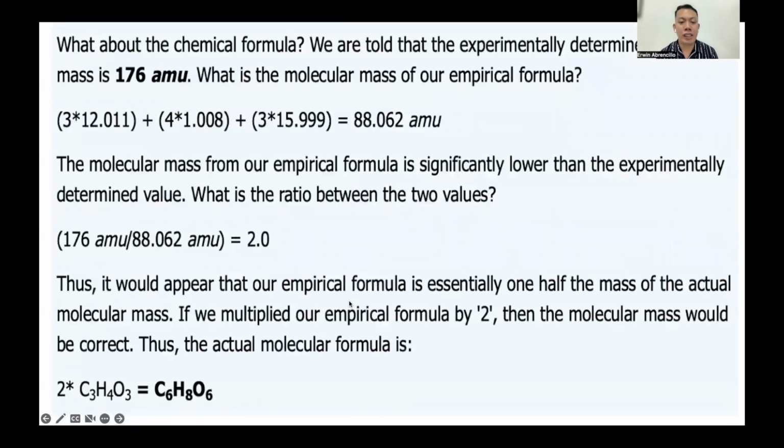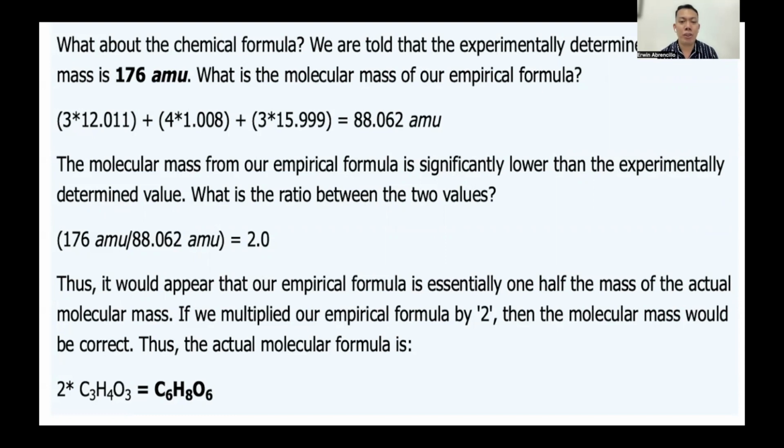So this is another example, or continuation of that. How about the molecular formula? We are told that the experimentally determined molecular mass is 176 AMU, so that is already given. What is the molecular mass of our empirical formula? Multiply by the number of atoms: 3 times 12.011 plus 4 times 1.008 plus 3 times 15.99, and you'll get 88.062 AMU.